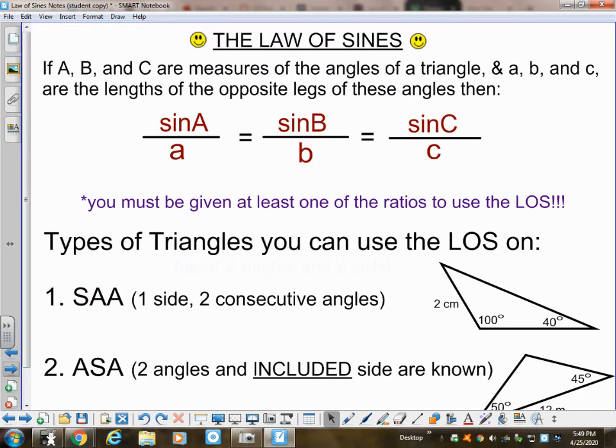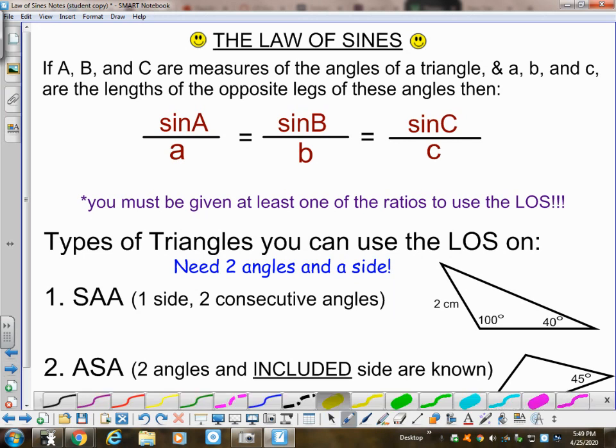Now, you must be given at least one of the ratios to use the law of sines. You have to have both A's or both B's or both C's. The types of triangles that you can use for the law of sines are two angles and a side. You need your two angles and the side.